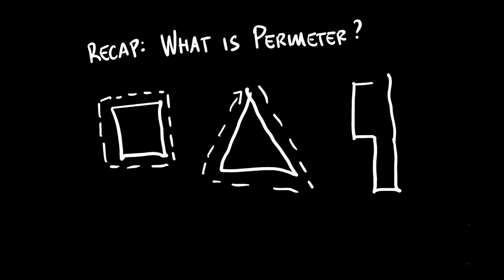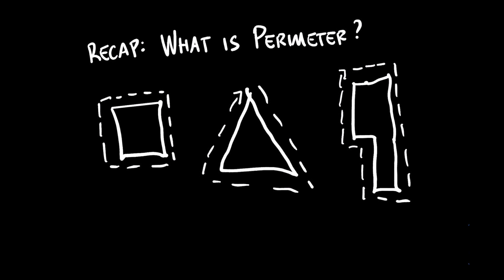Sometimes they might give you this weird looking shape. So what's the perimeter? I take that side, I add that side, this side, this side, this little side, and that side. And that is all there is to it.